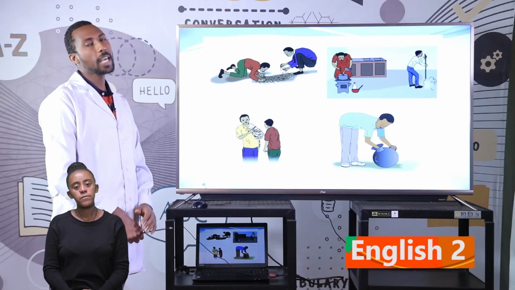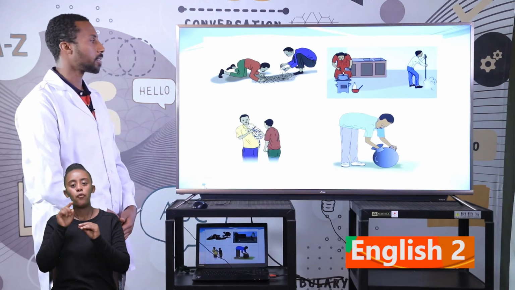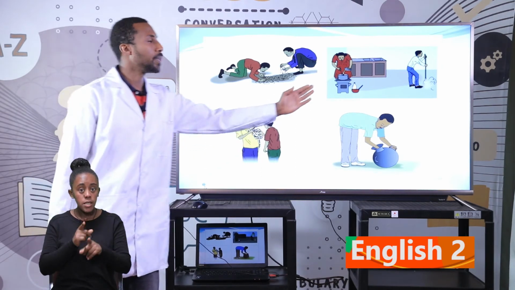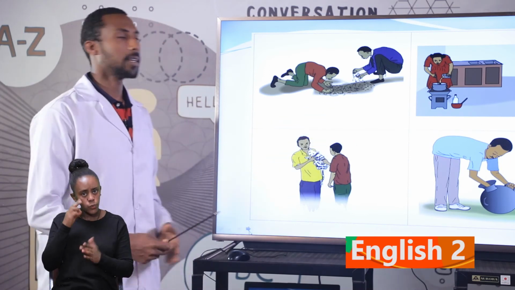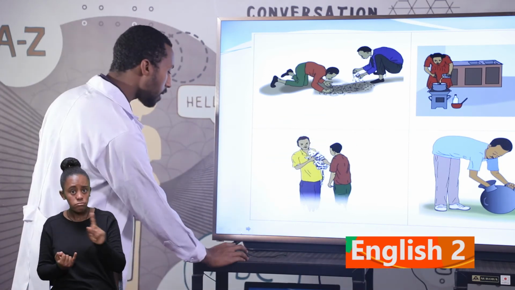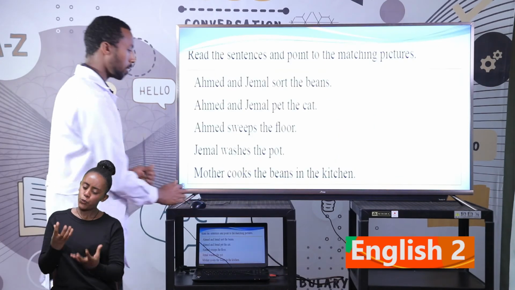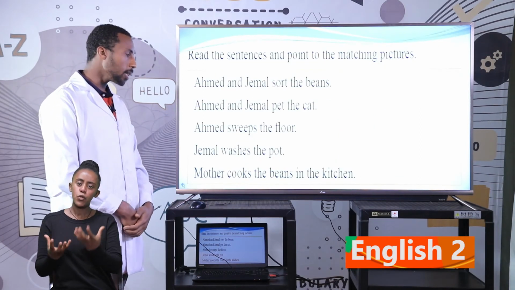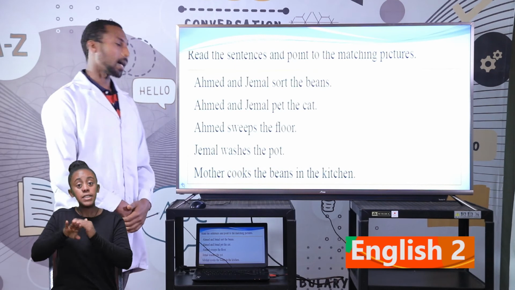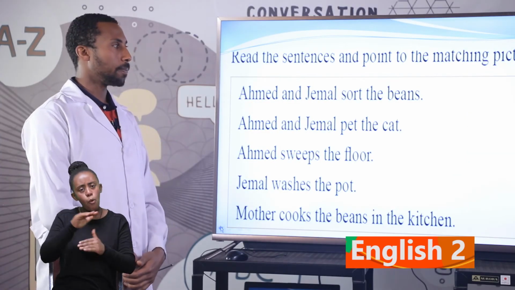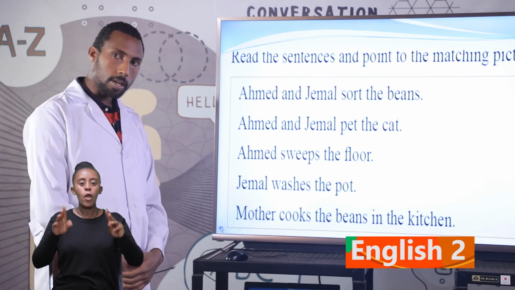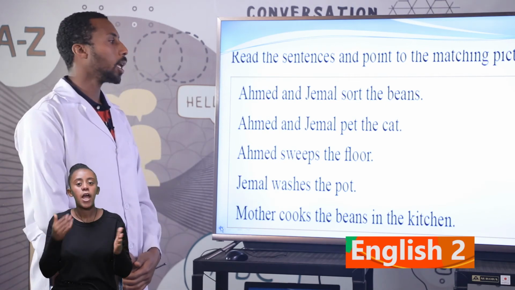Well done. Thank you very much for your participation. So, the answer is picture number 2. Because in this picture, mother cooks the beans in the kitchen. This is all for the pictures. Okay, students, is it clear? Thank you, students.